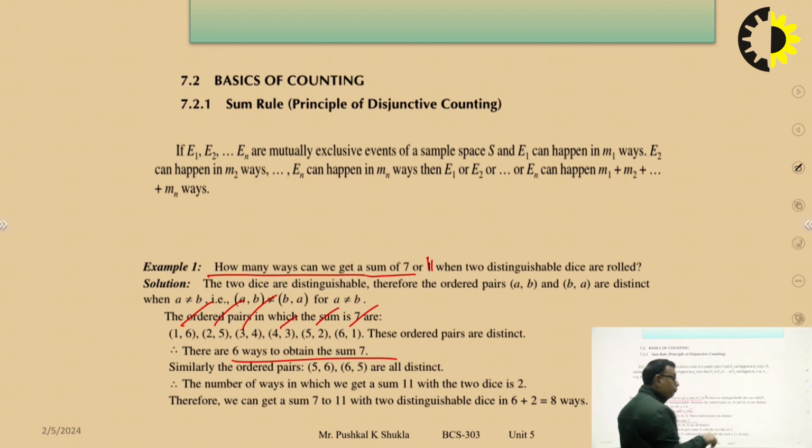And there are 2 ways to obtain the sum 11, that is 6 5 and 5 6. So the total number of ways in which we get sum 7 or 11 is 6 ways of getting 7 and 2 ways of getting 11. So the total is 6 plus 2, that is 8 ways. So here basic counting rules are going to apply.